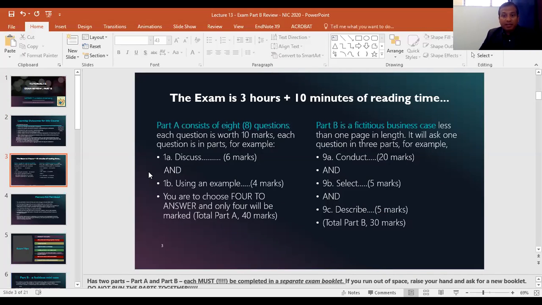Whereas part B is a small business case, less than one page in length, and there will be 3 different parts. Part A consists of 40 marks, whereas part B is for 30 marks. So there will be 3 different questions in part B: question number 9, 9A, 9B, and 9C.